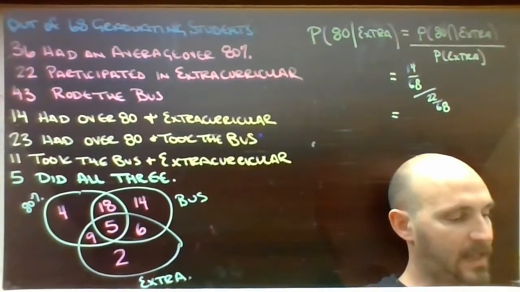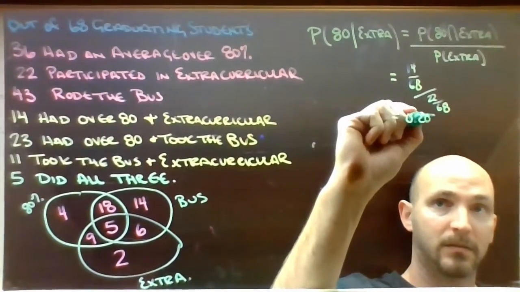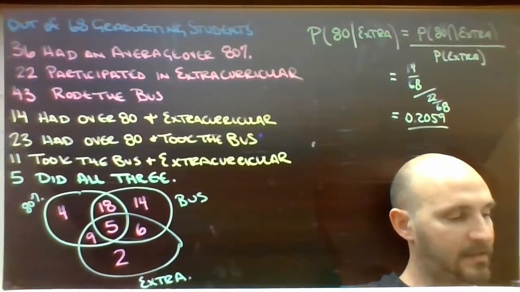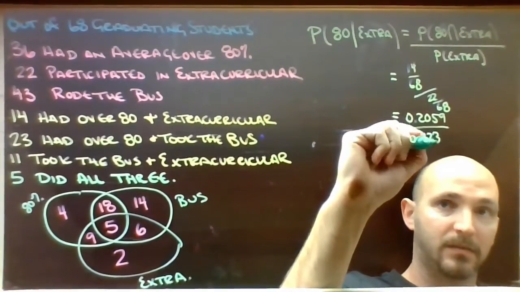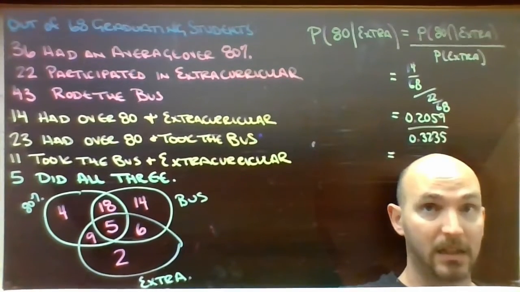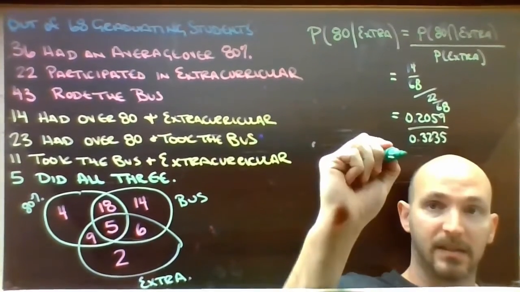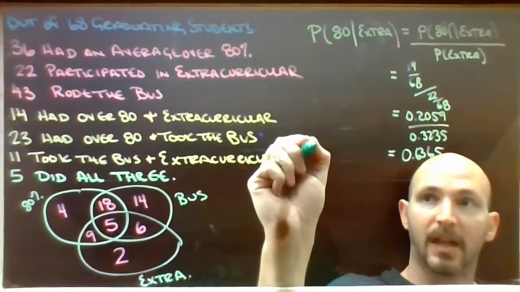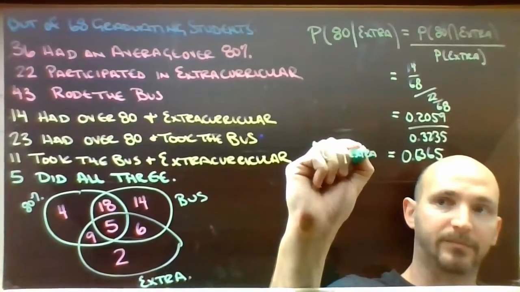14 out of 68, 0.2059. 22 out of 68, 0.3235, which gives us 0.2059 divided by 0.3235, 0.6365. That's the probability of getting an 80 given you were in extracurricular activities.